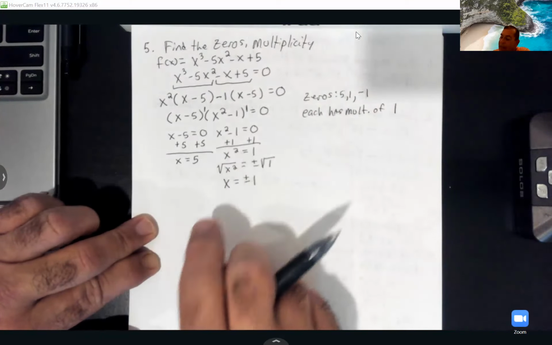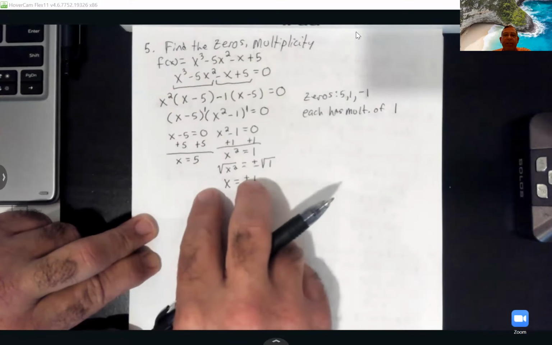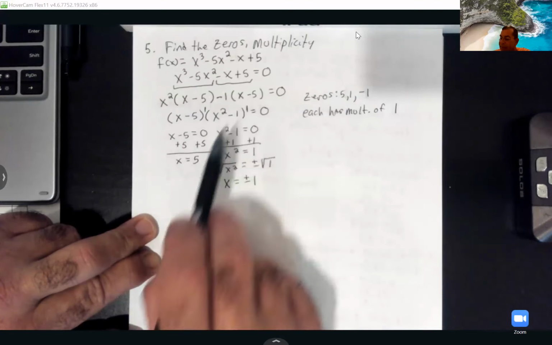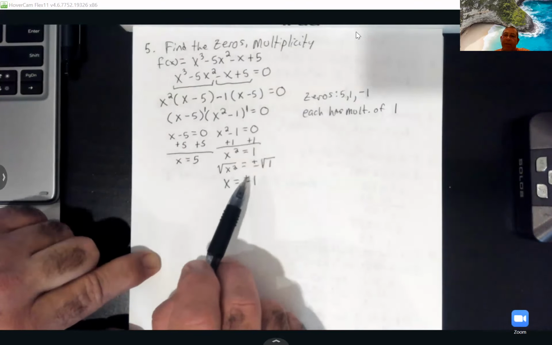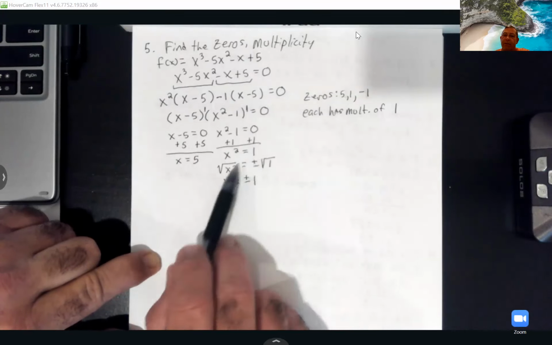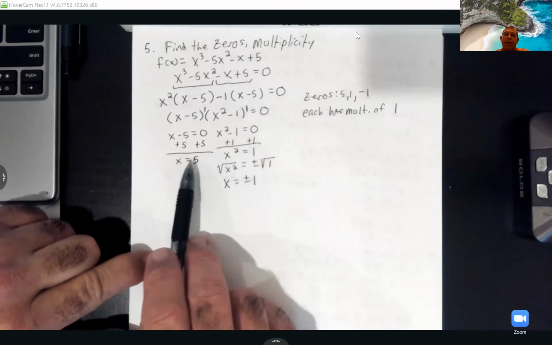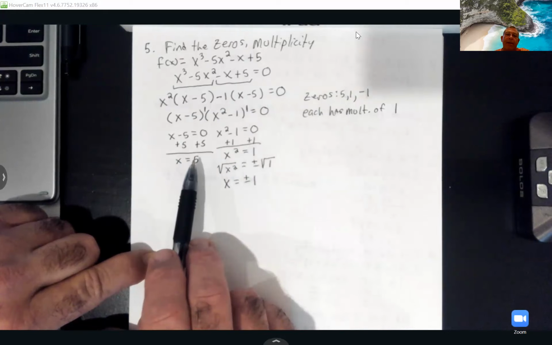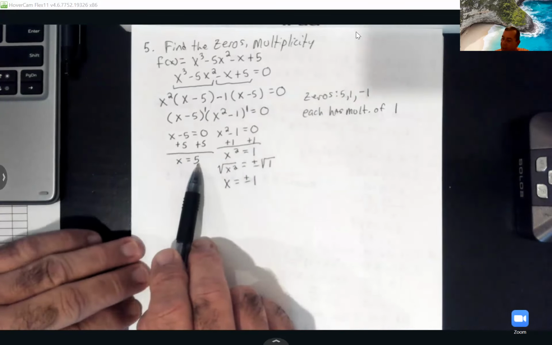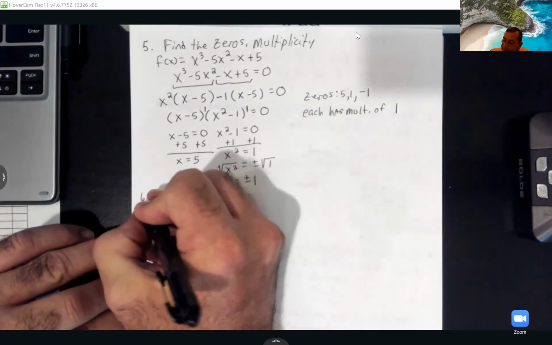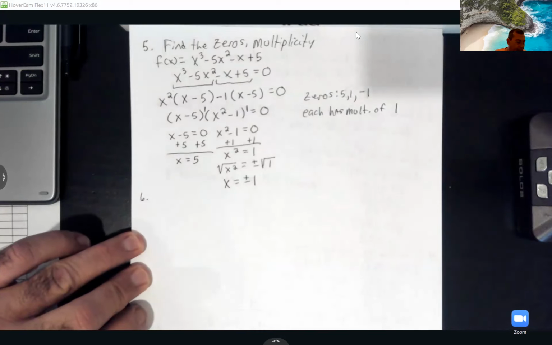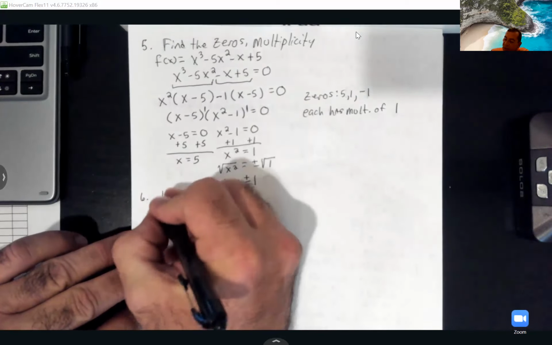So y'all ain't gonna lie, y'all's problem will be just like mine other than these 5s. So you'll probably get a plus or minus 1 for these zeros. And the only thing different will be that 5 on those, okay? All right, y'all, 6 is a true or false.